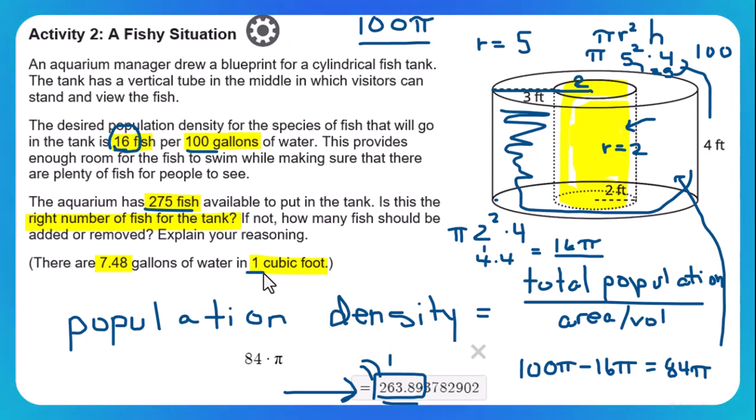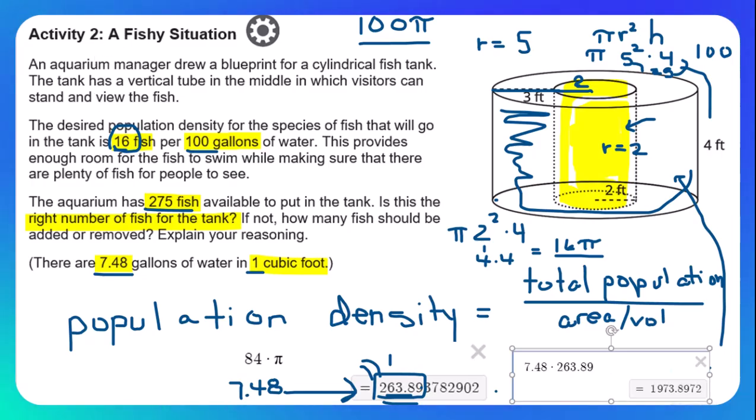Let's calculate how many gallons that is by multiplying by 7.48. So we're going to take this and multiply it times 7.48. Pause this for a moment, put this in your calculator, and see if you come up with what I come up with. Now look at the right. 7.48 times 263.89 is 1,973.8972.